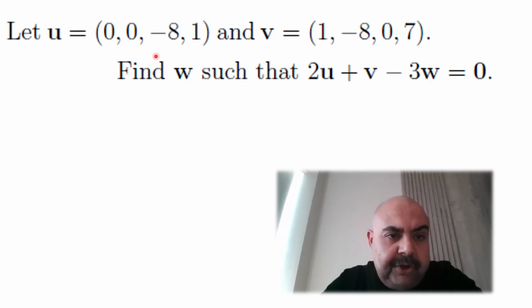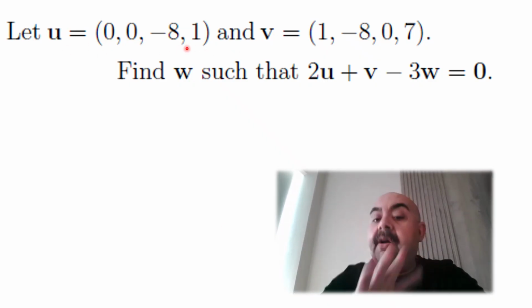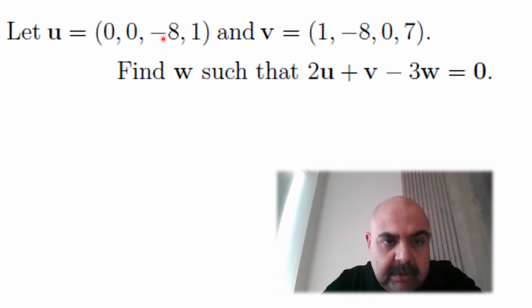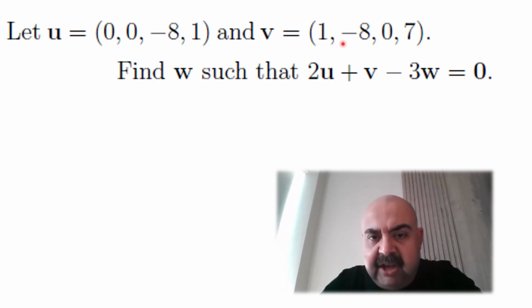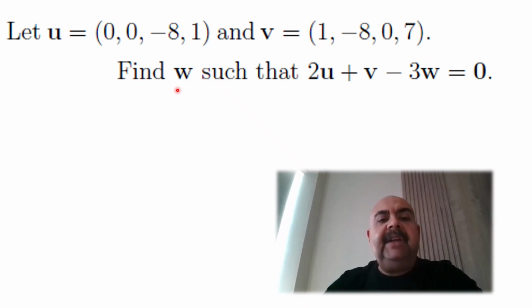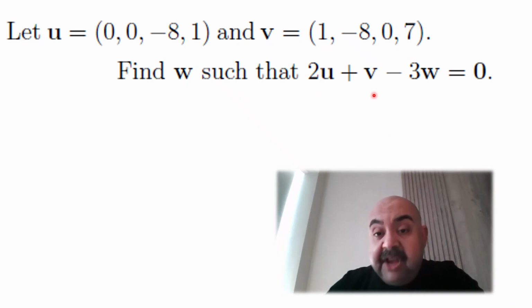Let's check this group of vectors. If you remark, u belongs to R4. Why R4? Because it contains 4 components. This is the first component, the second component, the third component, and the fourth component. In a similar manner, v also contains four components, first, second, third, and fourth. Okay, let's find w such that this equation is correct, which means 2u plus v minus 3w equals 0.